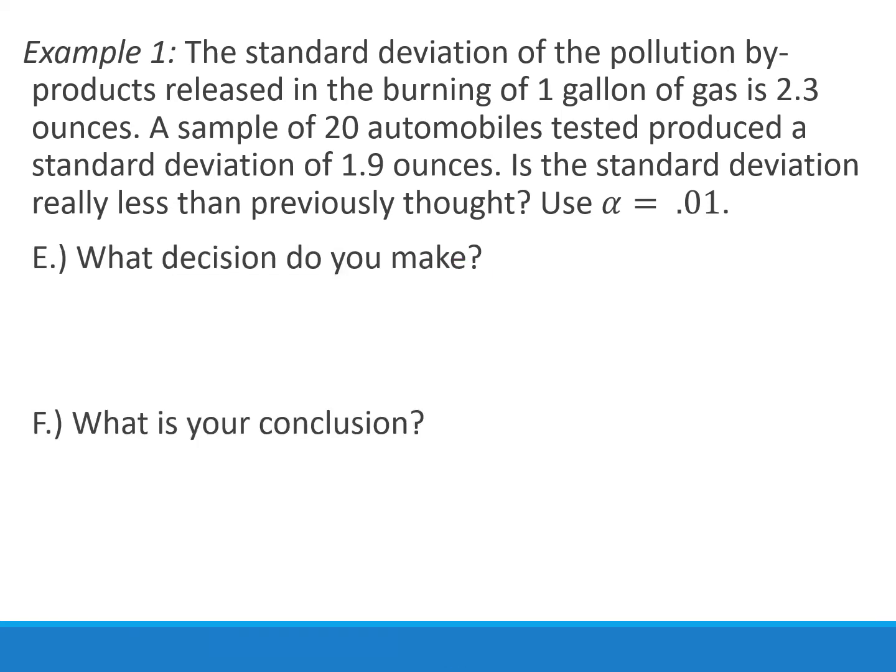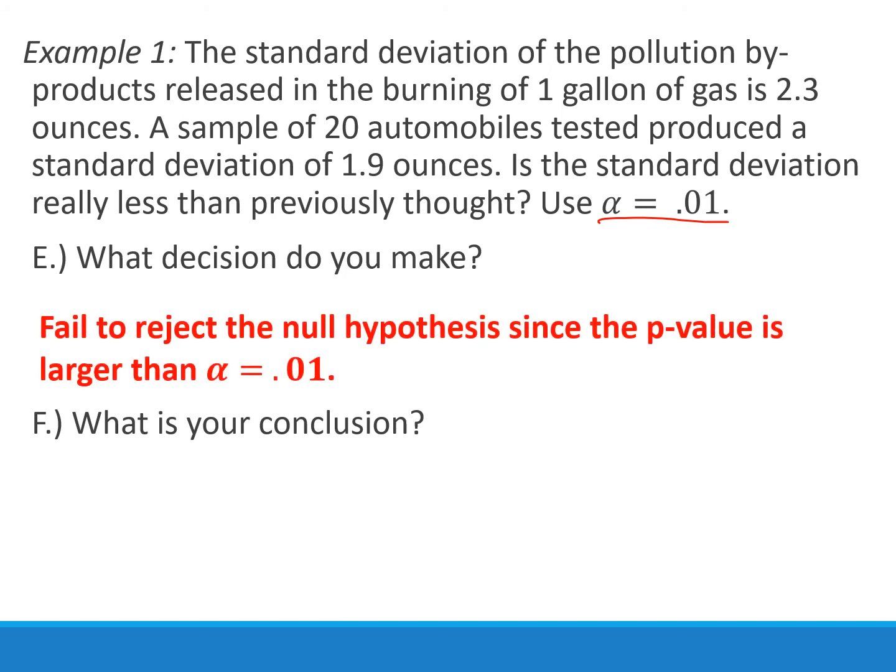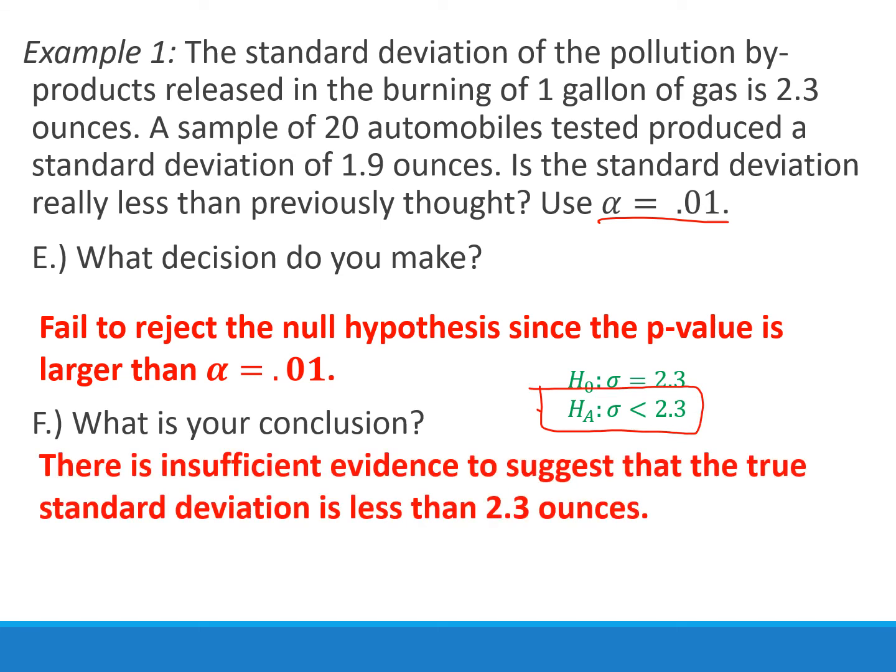Once you get to that, we're doing the same thing we've always done. That p-value is larger than the alpha level of 1%. It's larger than 5%, which is the standard alpha level. We're going to fail to reject because the p-value is too large. Conclusion: when we fail to reject, it's always insufficient evidence, and we're always writing this last sentence about the alternative hypothesis. There's insufficient evidence to suggest that the true standard deviation is something less than 2.3 ounces.